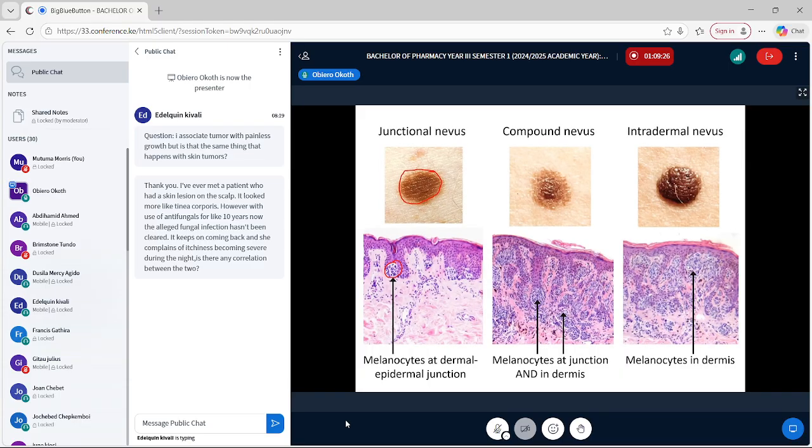A compound nevus is much larger, but the margins are well defined. Then we are seeing melanocytes at the dermal-epidermal junction and in the dermis. This is a compound nevus. Then this is an intradermal nevus. Again, this one does look like seborrheic keratosis. The difference is the size and the way it's raised. This is a papule.